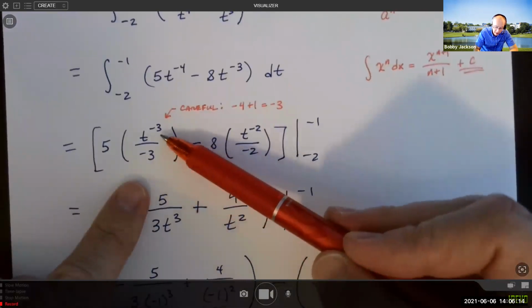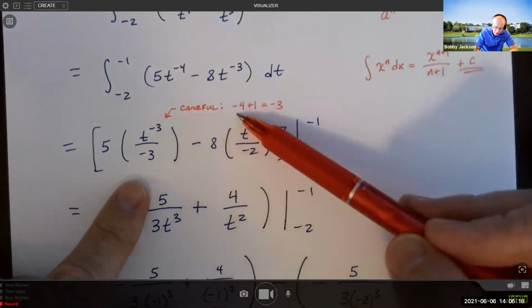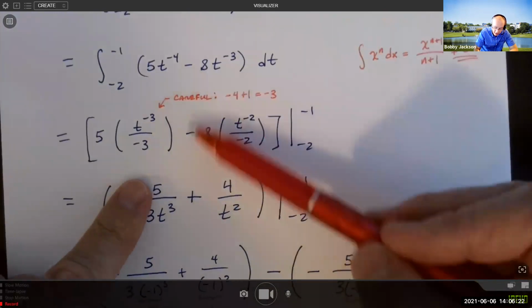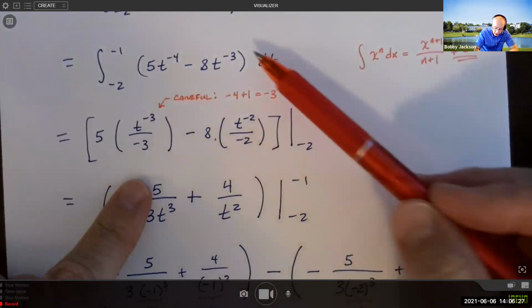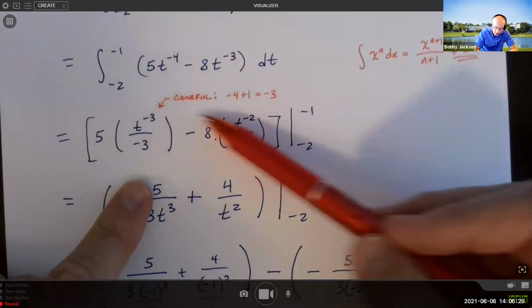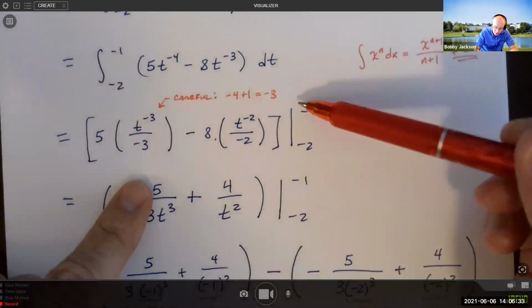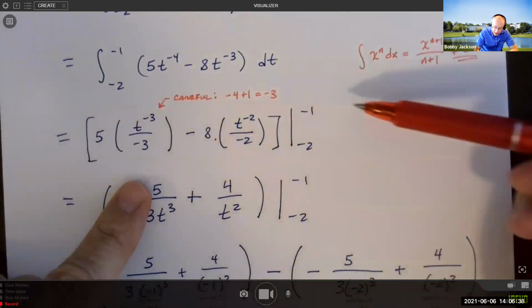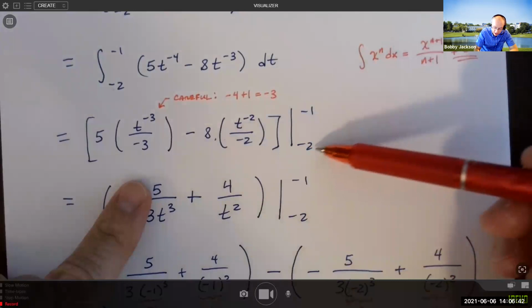So note here, be careful. Sometimes people have trouble adding signed numbers and things. Negative 4 plus 1 is indeed negative 3. And then negative 8, the antiderivative of t to the negative 3 is t to the, add 1 to negative 3, negative 2, divided by negative 2. So there it is. And notice I don't have the integral symbol anymore. We use the evaluation bar. This means evaluate this expression at the upper limit of negative 1, and then minus the lower limit evaluation.